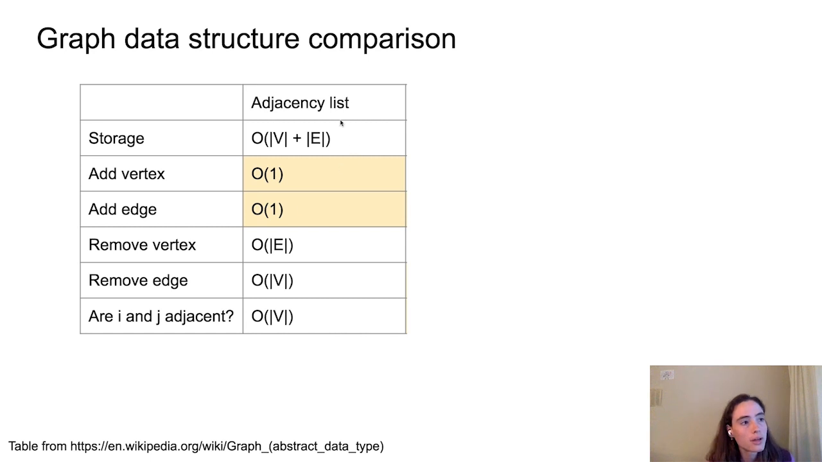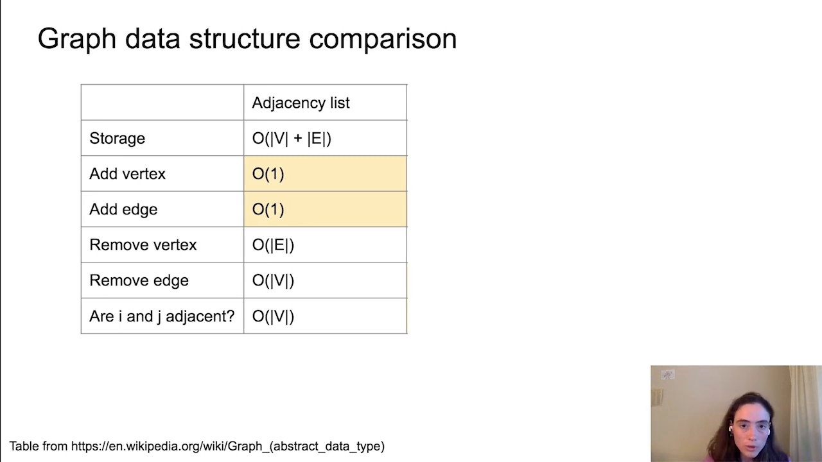So for an adjacency list, as we talked about before, the storage is just on the order of the number of vertices plus the number of edges. And if we want to add a vertex or add an edge, we can do that in just constant time. We just need to add another element to the end of our list to add another vertex. To add an edge, we just need to add another element to the end of our neighbor list for the vertices that connect the edge.